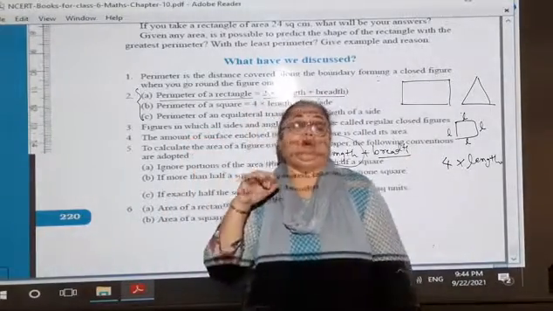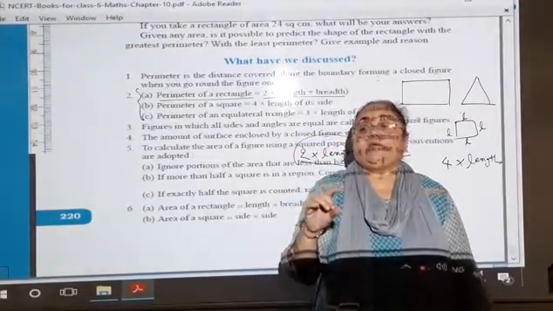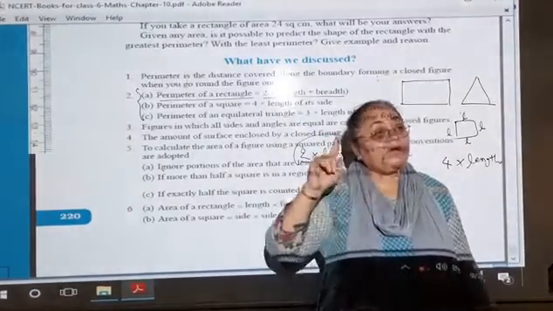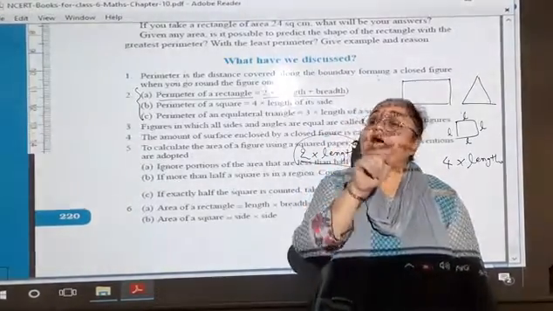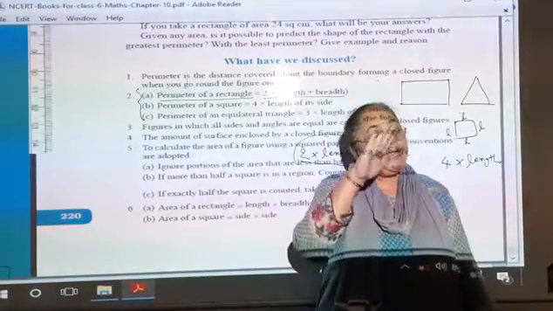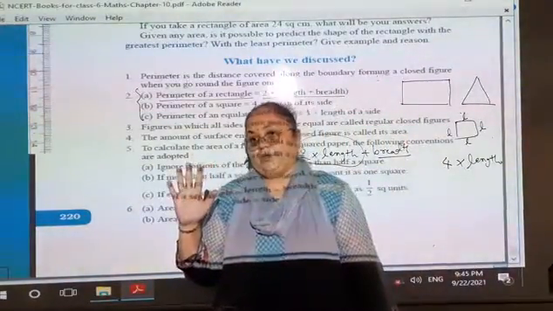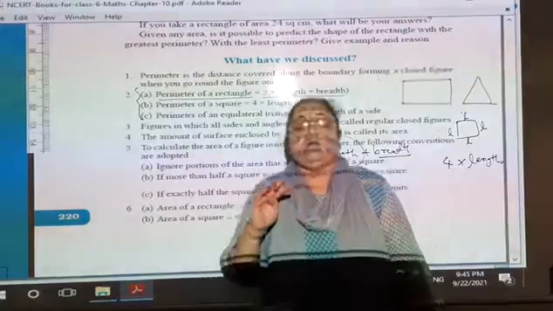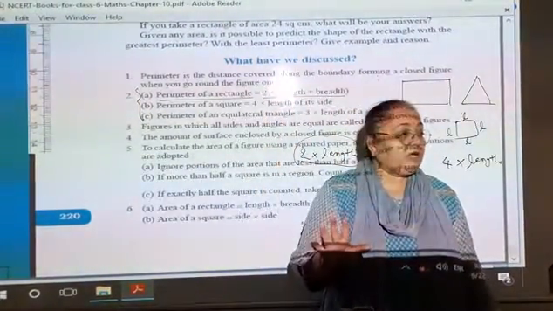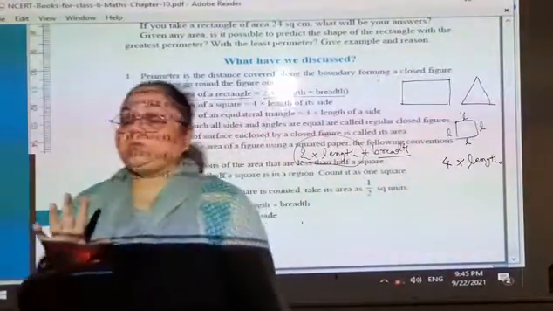If in the graph paper the figure has covered the full square, then we have to take it 1 square unit. Half square, then we have to take it 1 half square unit. More than half square, then we have to take it 1 square unit. And less than half square, then we have to ignore it. So these logics were there when you count the area covered by the closed figure using graph paper. Okay, these logics we had done.